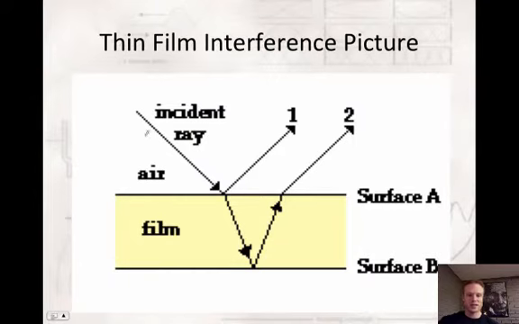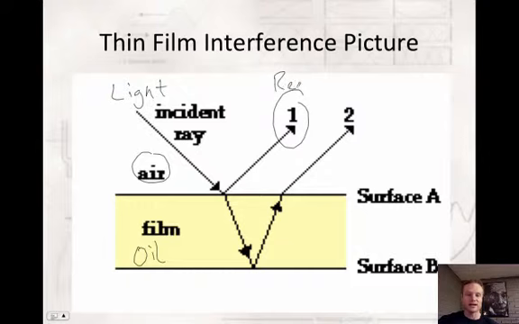Okay, so here, we'll say this is a ray of light, and it's in air right now, which is labeled right here, and it hits a film. We'll call this film oil, just because I think that's something we can relate to. And notice this oil isn't very thick, so the light ray can do one of two things. One, it can enter into the film, or the oil, or it can reflect off, and that's what wave one is. This is just a reflection off of the oil. But part of this light ray enters into the oil, and it doesn't have to travel very far. This is a very short distance from here to, say, here.